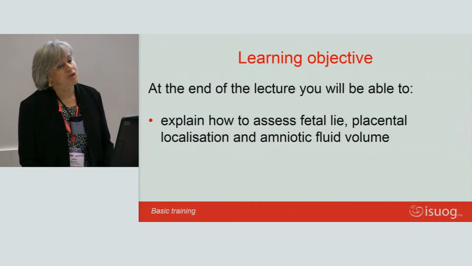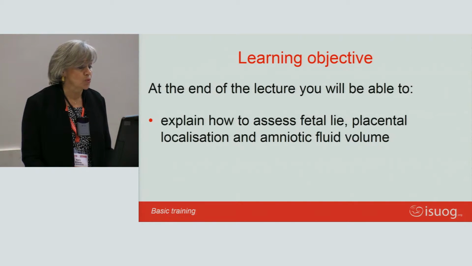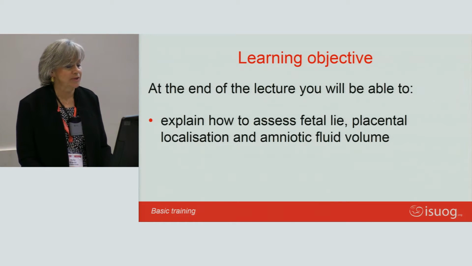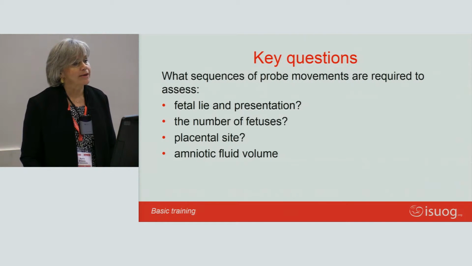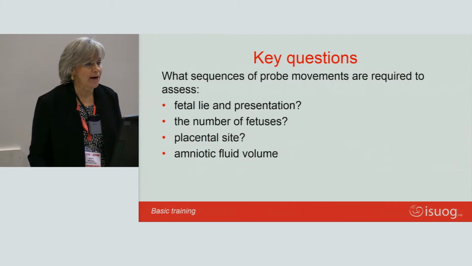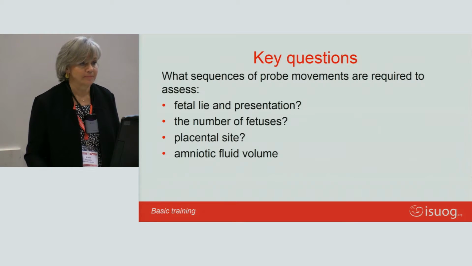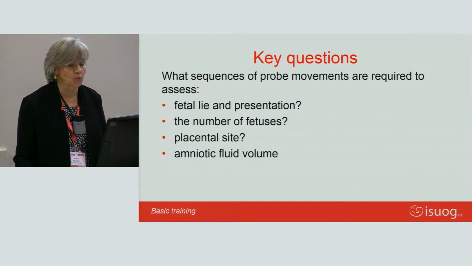Well, the learning objectives of this lecture are that at the end you will be able to explain how to assess the fetal lie, the placental localization, and the amniotic fluid volume. The key questions we have to ask ourselves are what sequences of probe movements are required in order to assess the following steps: the lie and the presentation, the number of fetuses, the placental site, and the amniotic fluid volume.